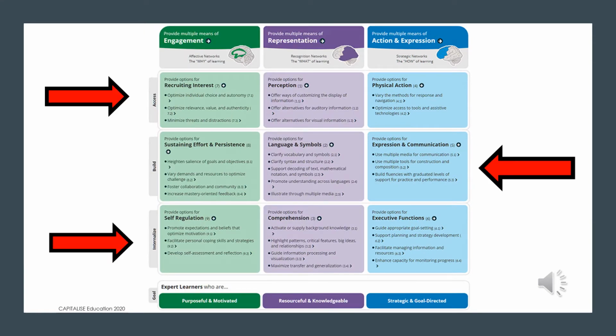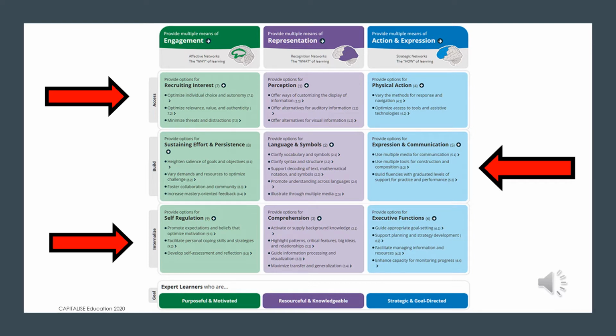The 3 principles, 9 guidelines, and 31 checkpoints of the Universal Design for Learning framework are divided into 3 layers. The first layer is access. Those guidelines and checkpoints designed to help students overcome their barriers to the learning process and access the curriculum.